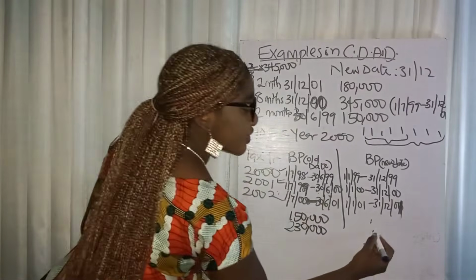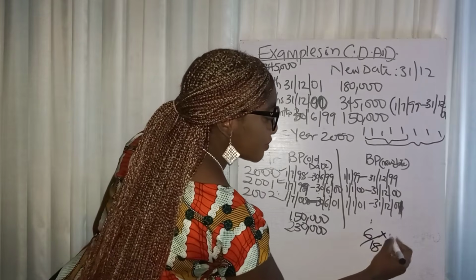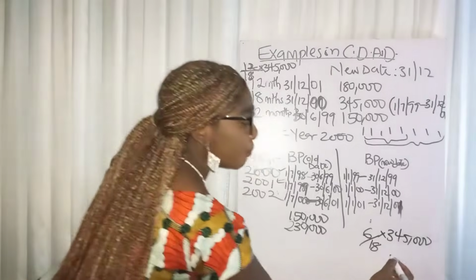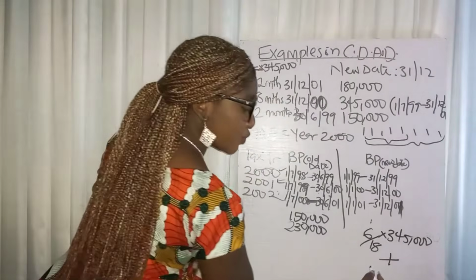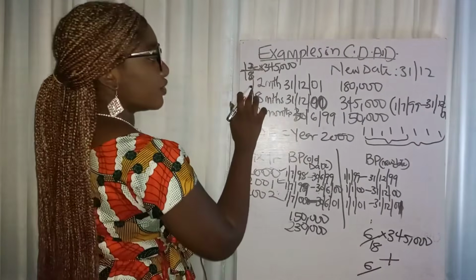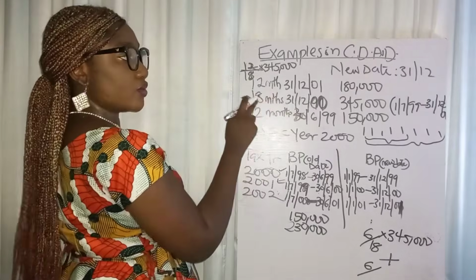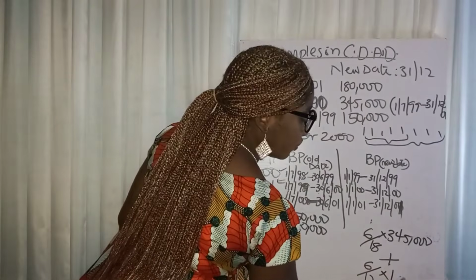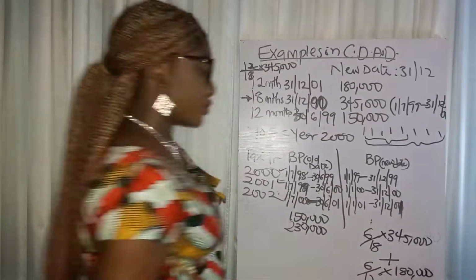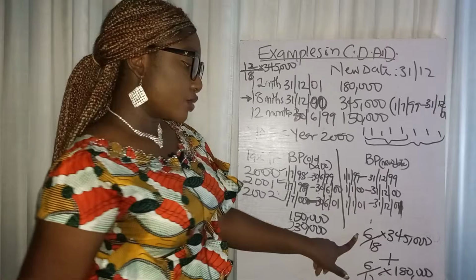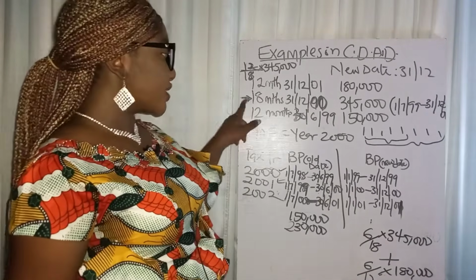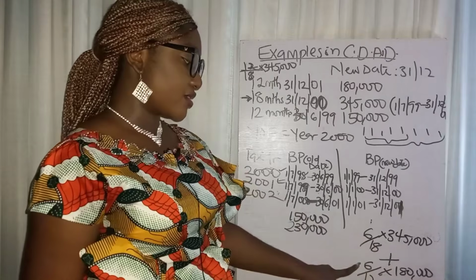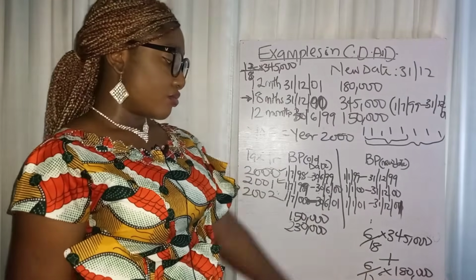And this one will now be 6 months over 18 times 345,000. It's not just 6 months we are looking for. Then you say plus the remaining 6 months, 6 months over the 12 months we have here, times 180,000. Okay. So 6 over 18, because it was 18 months profit that is available. 6 over 18 times 345,000 and 6 over 12 times 180,000.